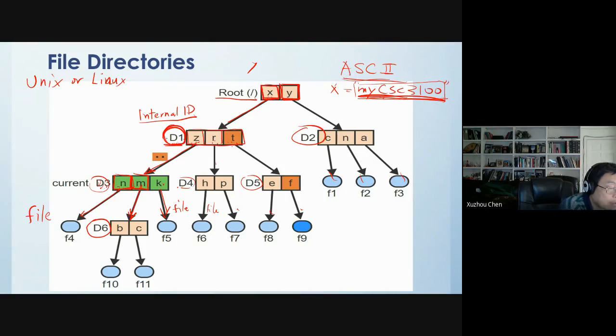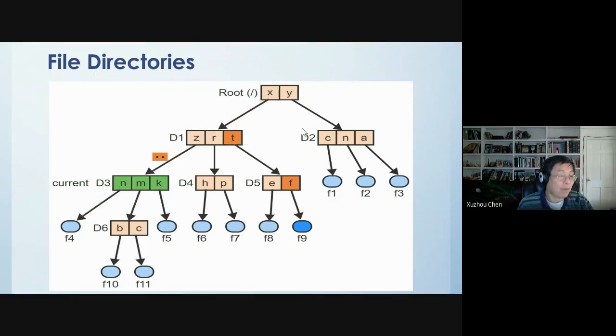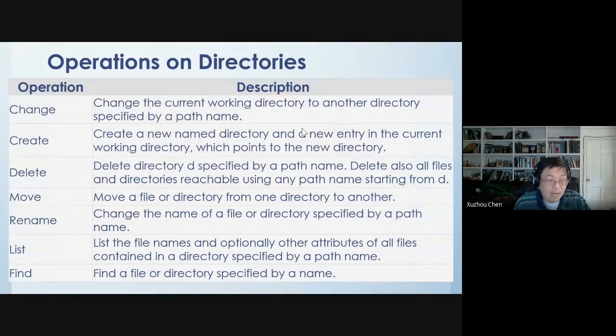Okay. So basically you need to know the ASCII name and the corresponding internal ID. For each directory, there's the ASCII name, which is visible to the user, but the file system uses the internal ID to represent it. So you can think about this as the same thing. X is D1, Y is D2. One is visible to the user, the other one is invisible. Okay, so that's the file directory. And next time we're going to talk about the operations for directories.